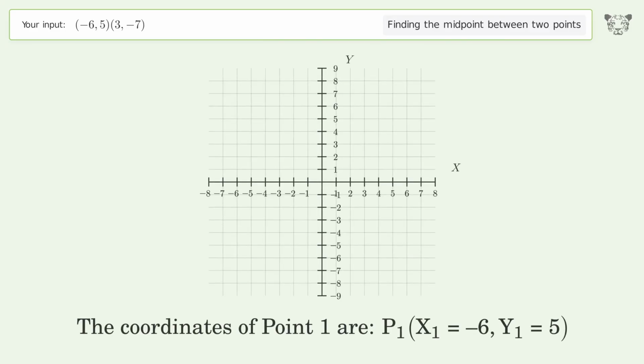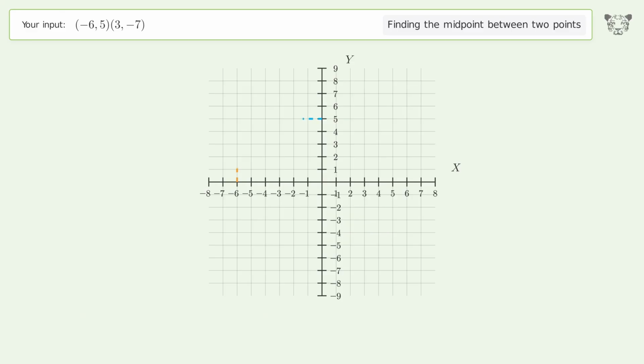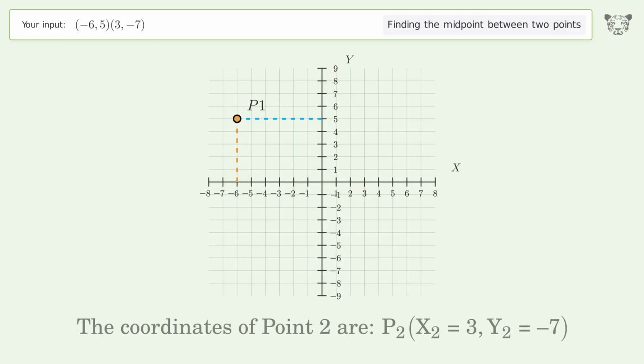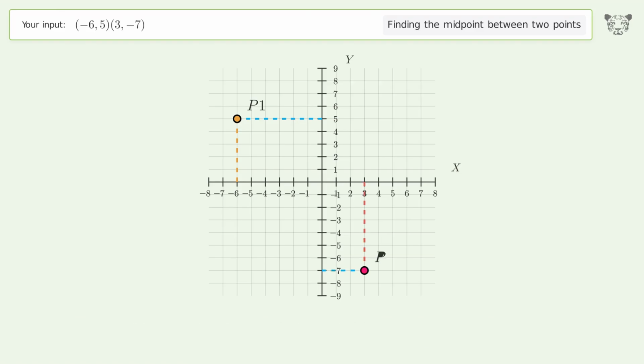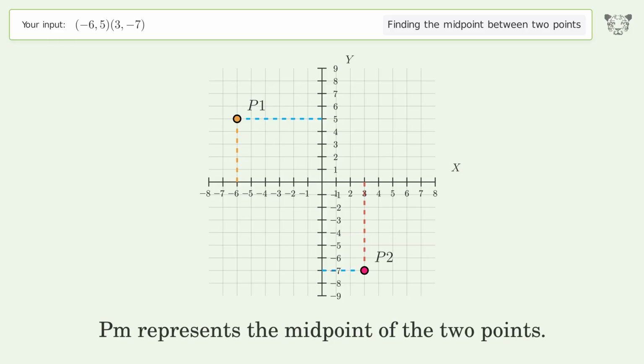The coordinates of point 1 are, x1 equals -6, y1 equals 5. The coordinates of point 2 are, x2 equals 3, y2 equals -7. PM represents the midpoint of the 2 points.